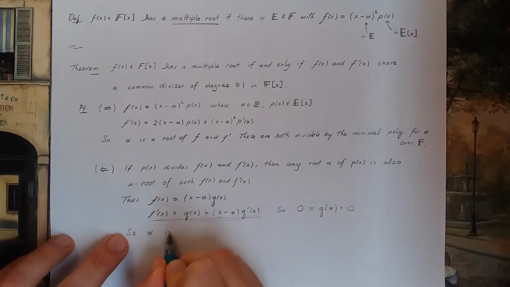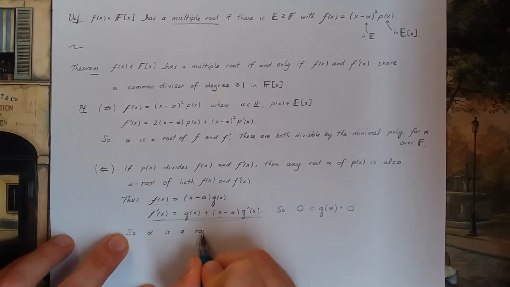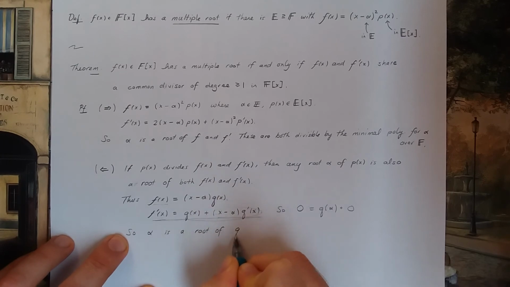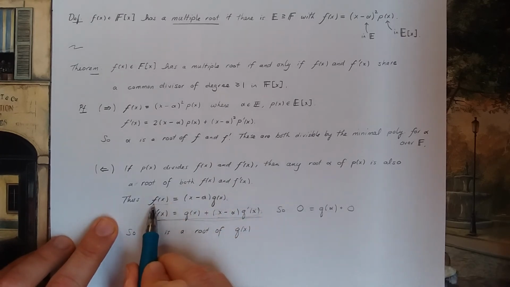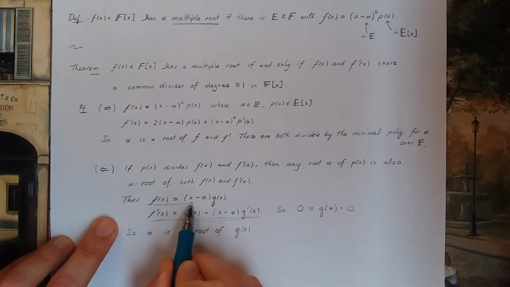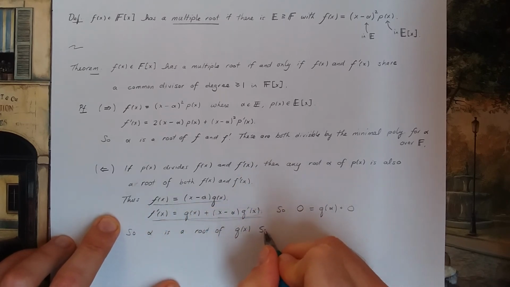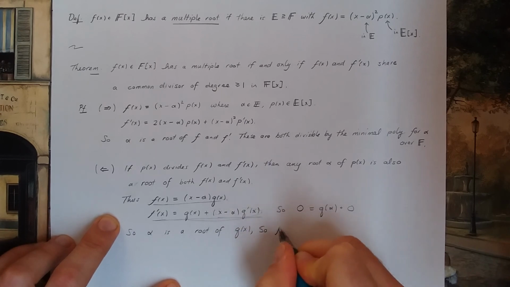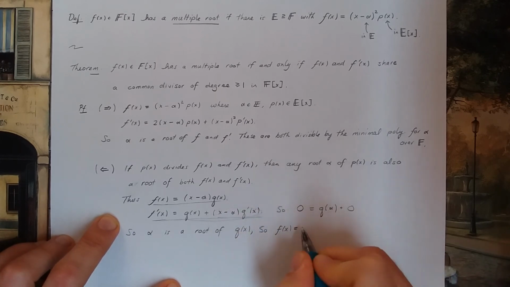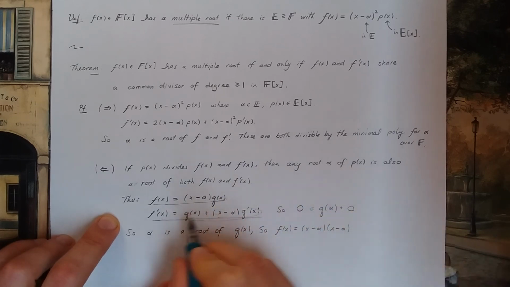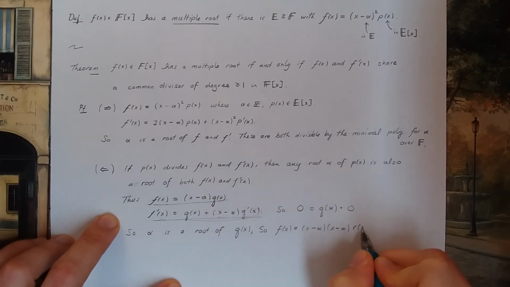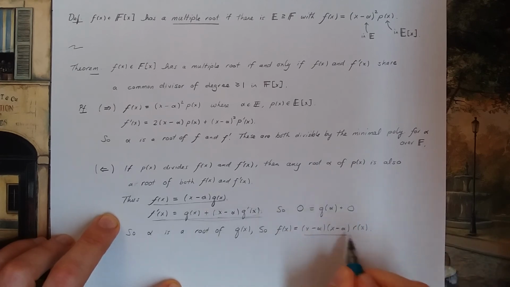So alpha is a root of q, and that proves the statement, because then my function f is equal to (x minus alpha), and then I'm going to take q and divide by another (x minus alpha) and write it as some other term, r of x. There. Now I have a multiple root.